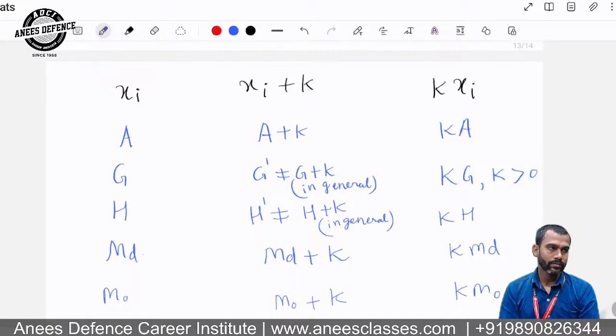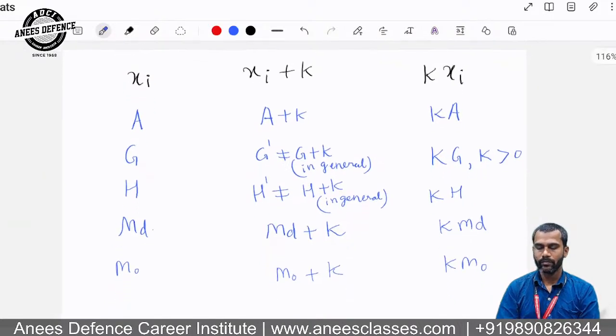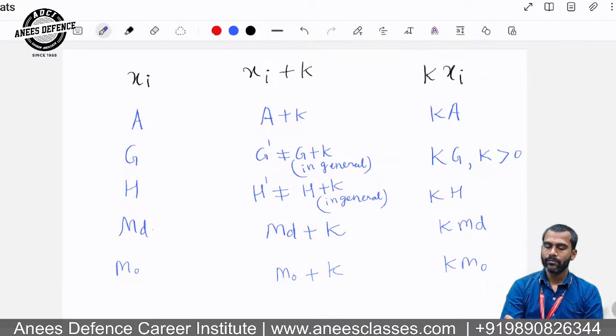Is there any doubt? Please note down this table. I hope it is clear to all of you. We'll take some more questions and then we'll start measures of dispersion.